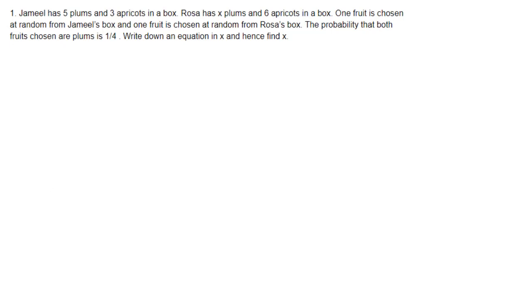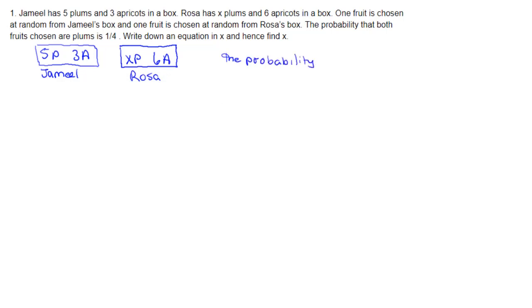So in this problem, we've got Jamil. He's got 5 plums and 3 apricots in a box. And Rosa has X plums and 6 apricots in a box. 1 fruit is chosen at random from Jamil's box and 1 fruit is chosen from Rosa's box. And the probability that both of the fruits chosen are plums is 1/4. Now we've got to write down an equation in X and find out what X is.